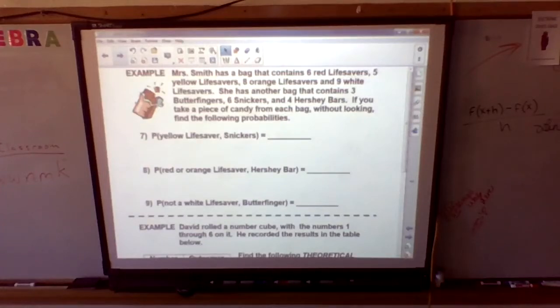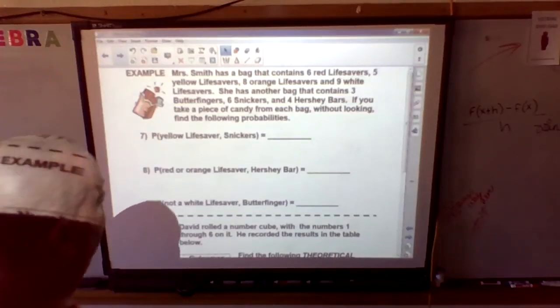Mrs. Smith has a bag that contains 6 red Lifesavers, 5 yellow Lifesavers, 8 orange Lifesavers, and 9 white Lifesavers. She has another bag that contains 3 Butterfingers, 8 Snickers, and 4 Hershey bars. If you take a piece of candy from each bag without looking, find the following probabilities.